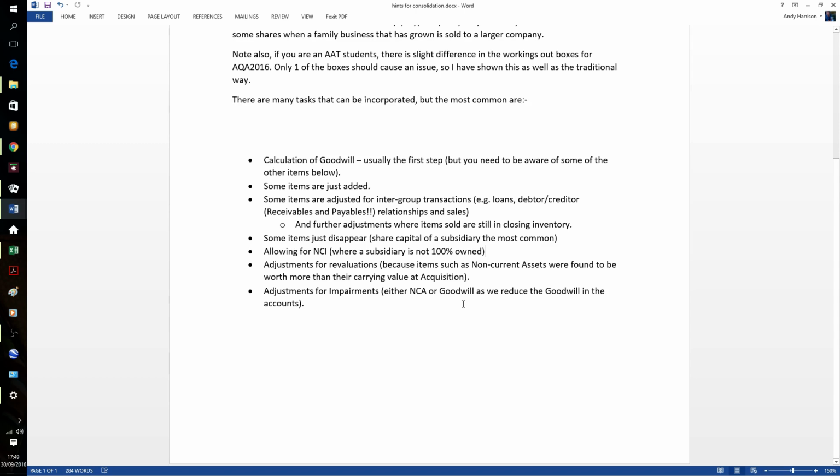We will, however, most likely impair goodwill. Unlike partnership goodwill, which is written down straight away, we can actually reduce over a number of years. Takes about 5 years usually.